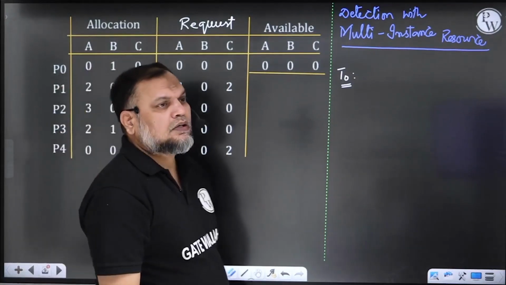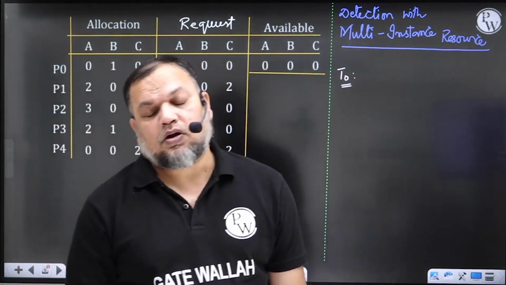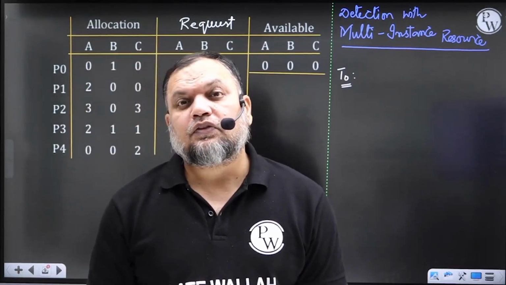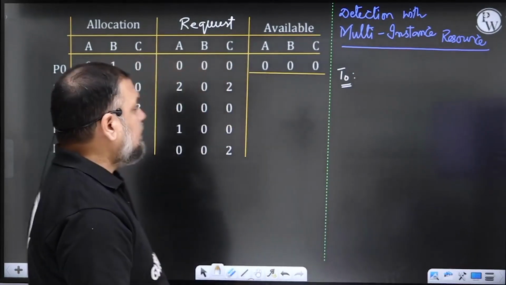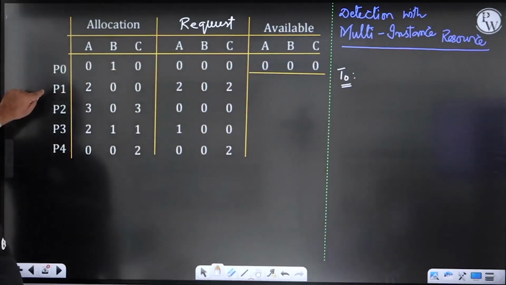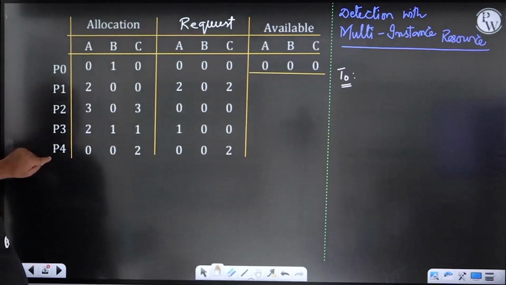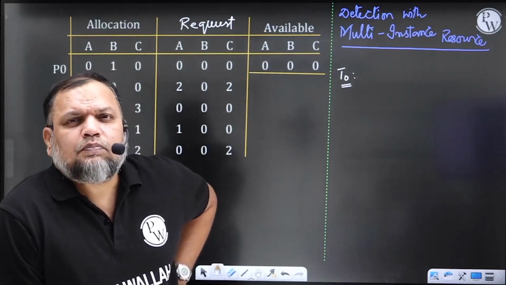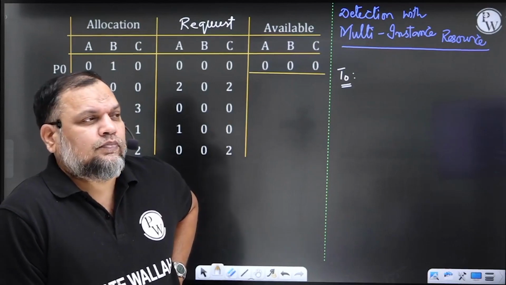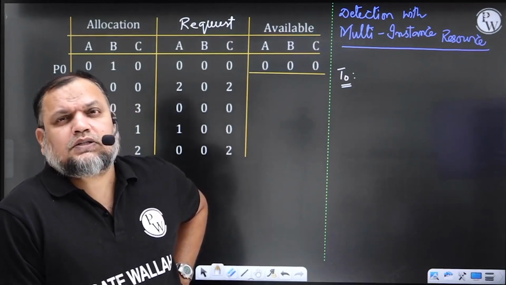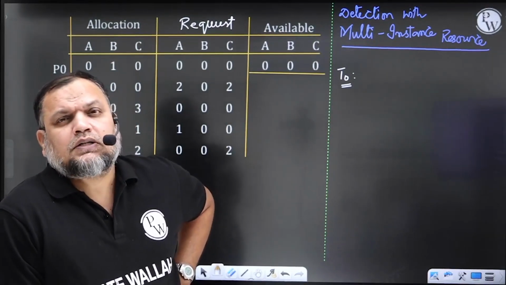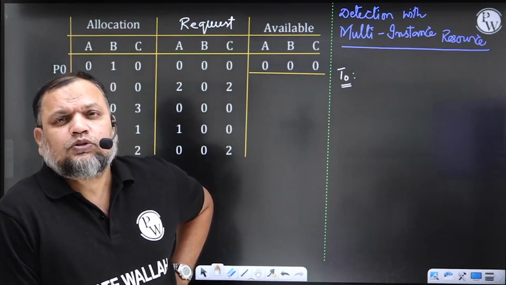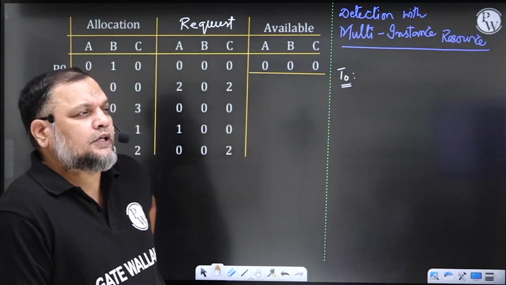So how many are blocked? Three processes are blocked. Who are the three? P1, P3 and P4 are blocked. Out of 5, 3 are blocked. Majority are blocked. That's a symptom. So therefore we activate the deadlock detection test.